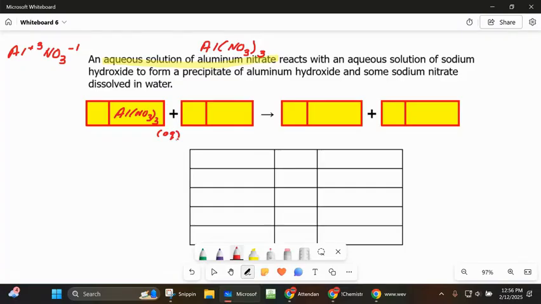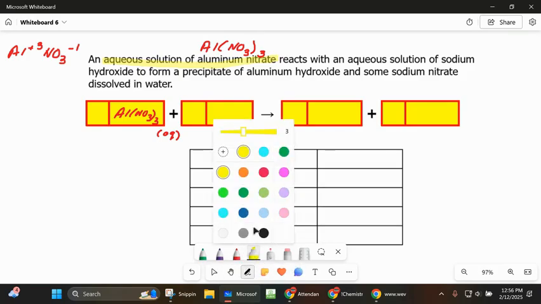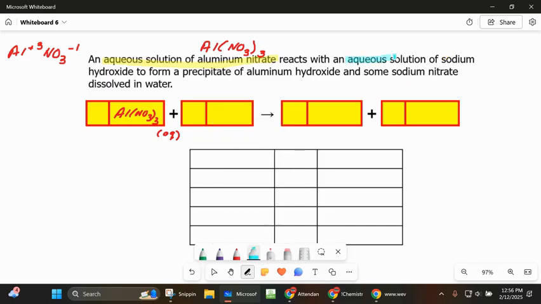So that is our first reactant, ladies and gentlemen. Okay? That is our first reactant. Now it says it reacts with aqueous sodium hydroxide. So aqueous sodium hydroxide is our next reactant. Okay, we know what aqueous means. It means we're going to put an AQ after it. So how do I write sodium hydroxide? How do I write a formula for sodium hydroxide? Nora, what do I do?